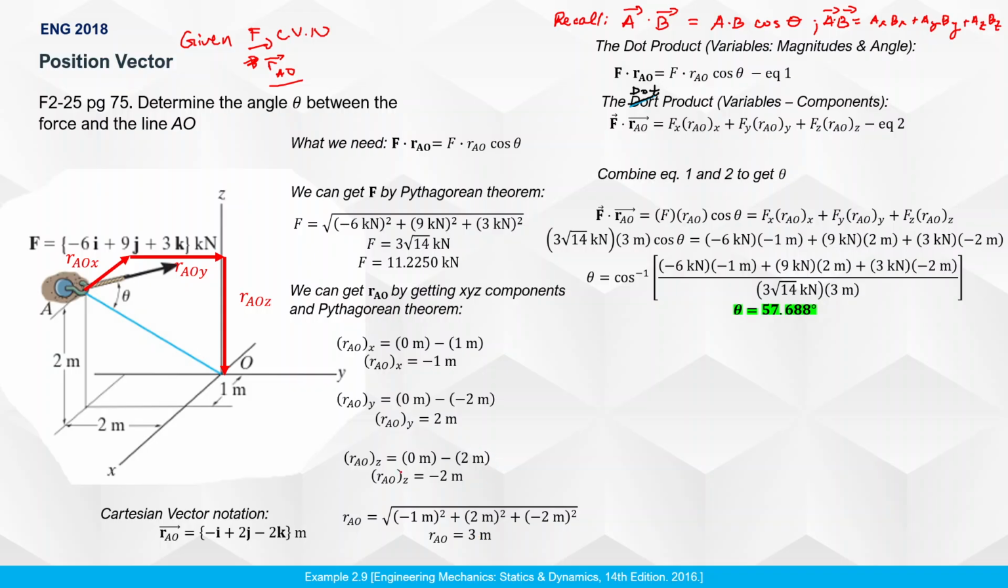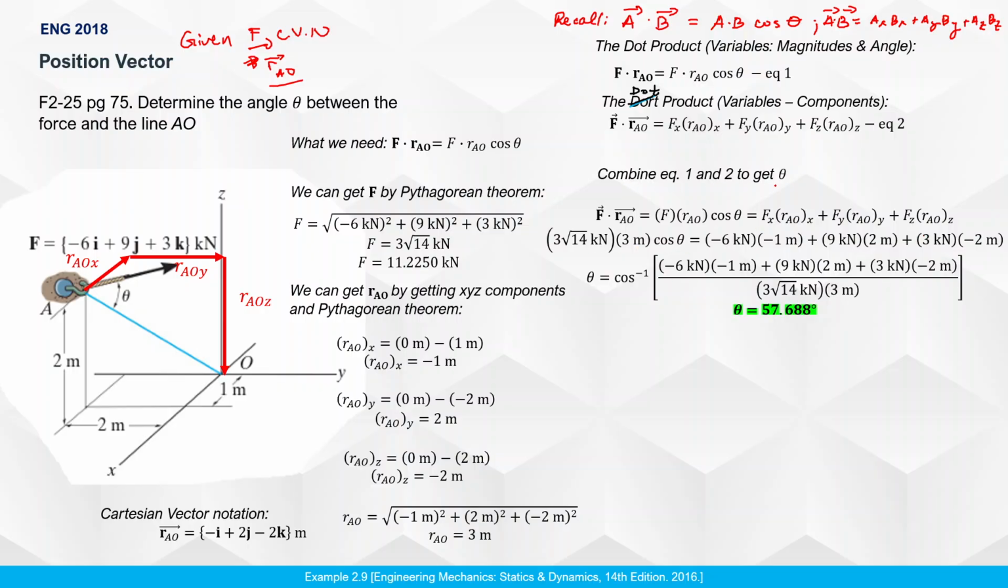Okay. Just in case kailangan kunin yung vector notation, ito lang naman siya, -1i plus 2j, -2k meters. Okay? So from here, we have yung position vector, we have yung position vector force. We have yung position vector, which is ito, expressed in Cartesian vector notation. We have yung force vector, expressed in Cartesian vector notation. Ito, we have yung components nila. All we have to do na lang is substitute accordingly.